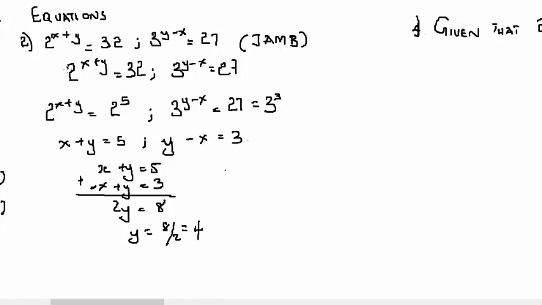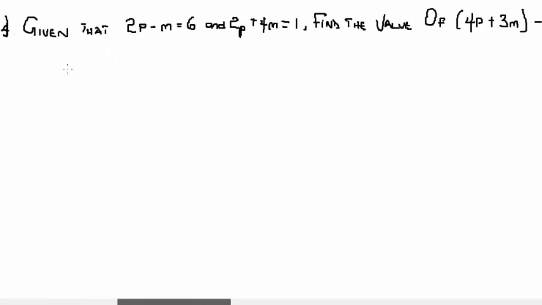Now if my y is equal to 4, I can just come back to equation 2, and I have 4 minus x is equal to 3. Now my x becomes 4 minus 3, so my x becomes 1. And that's it. Now let's move to the next question.